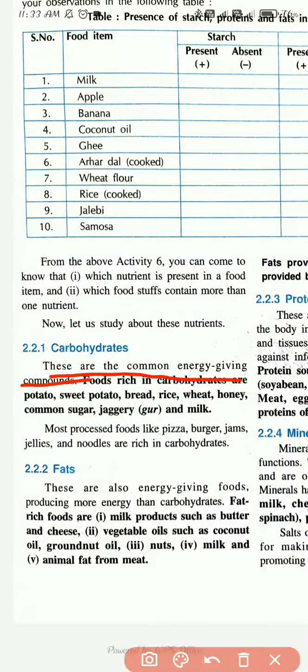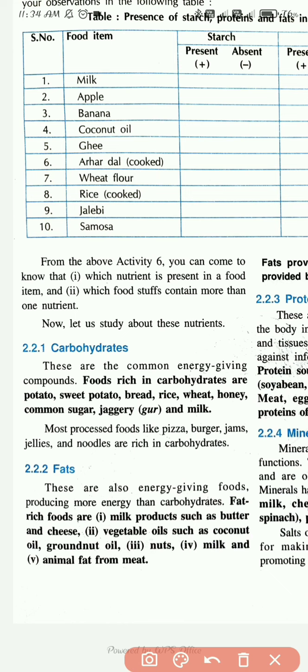So what do carbohydrates provide in our body? They give us energy. Again, most processed foods like pizza, burger, jams, jellies and noodles are also rich in carbohydrates. So all the processed food, all the junk foods that you eat, also possess lots of carbohydrates. If someone asks you for examples of food that are rich in carbohydrates, you can give the examples of all the food items mentioned here.